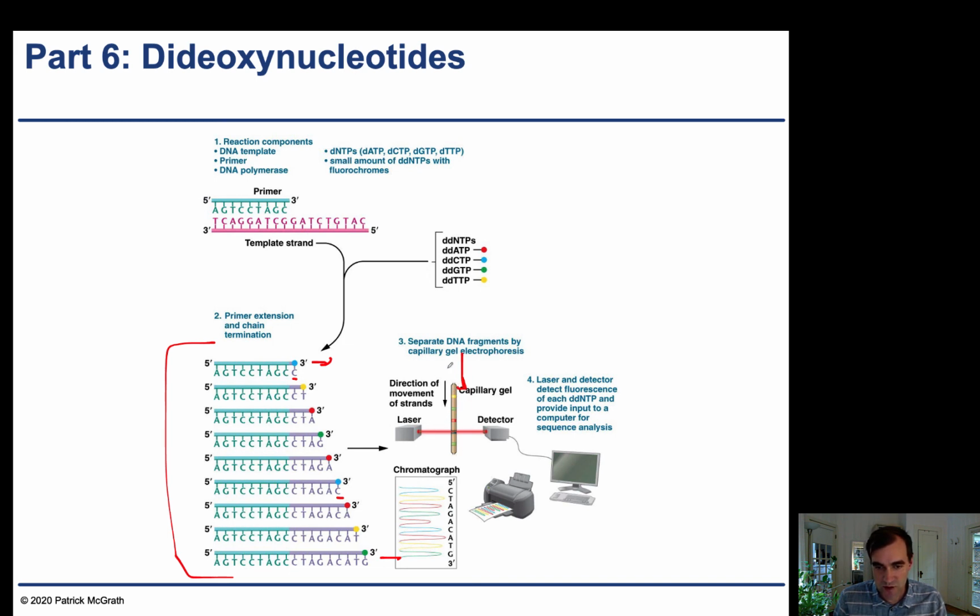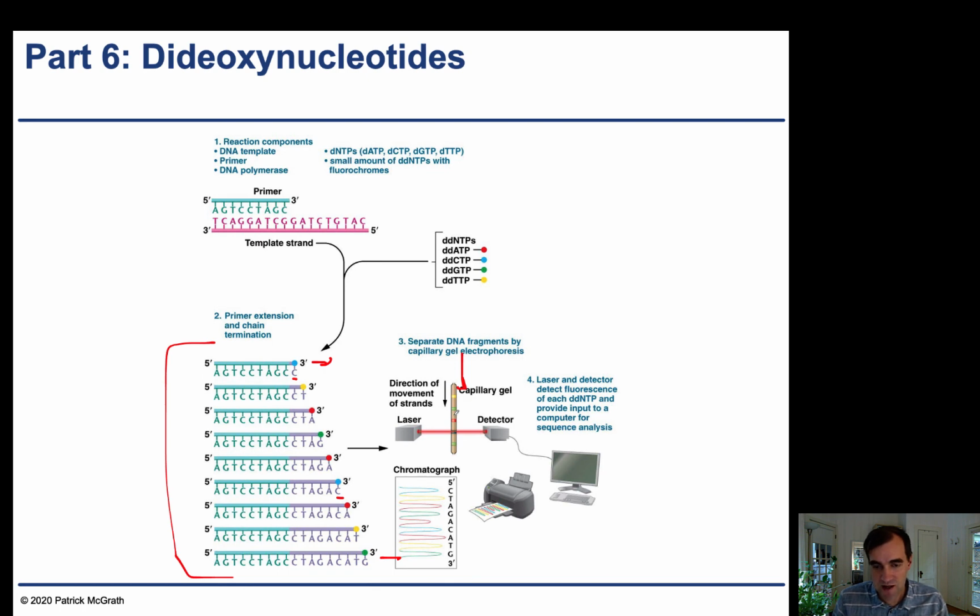The different bands will run past the detector at different times, and so you're left with what's called a chromatograph. And so this is the color of the product, the color at a given time. So this is the first one that goes through, and then this is the last one that goes through.